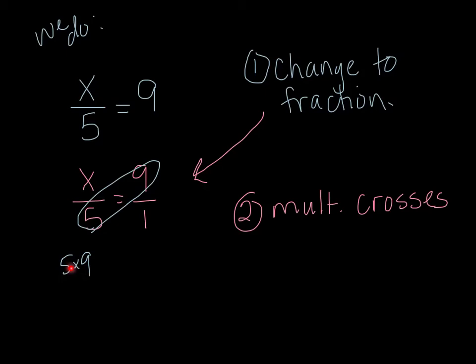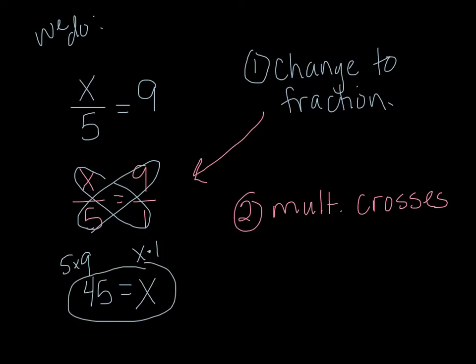So we had 5 times 9 is 45. And we have x times 1, which, the identity property of multiplication says, is x. And so my answer is x equals 45, or 45 equals x. Same thing. The third step in the whole thing is to get x alone. But in our case, for this particular problem, x already is alone. So we're done on that one.